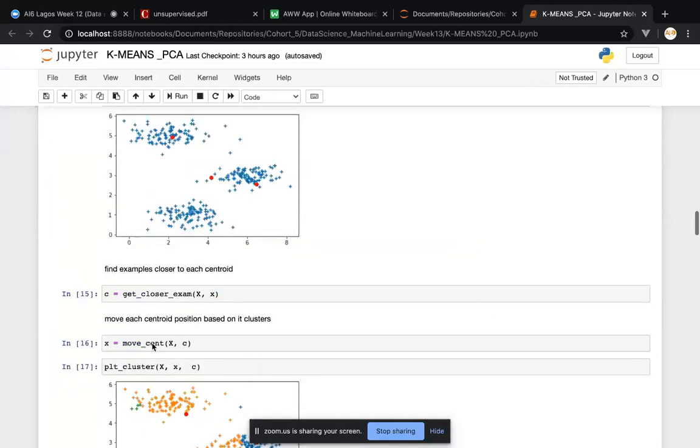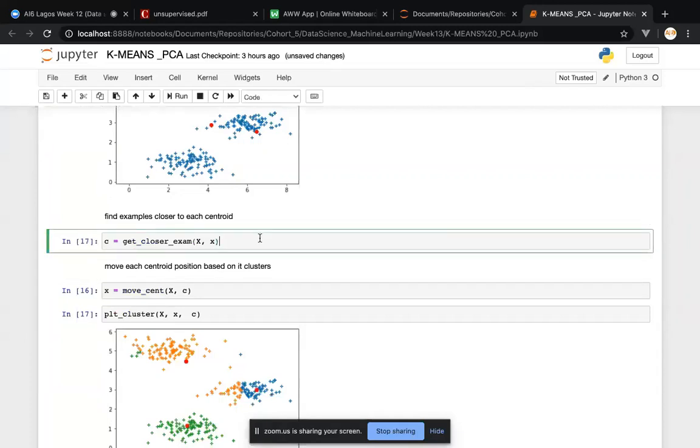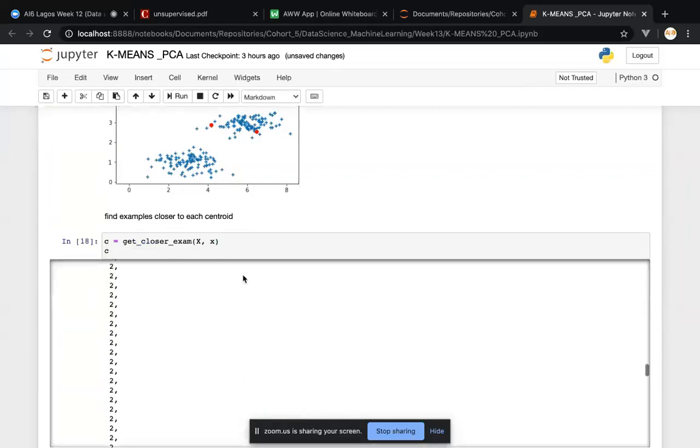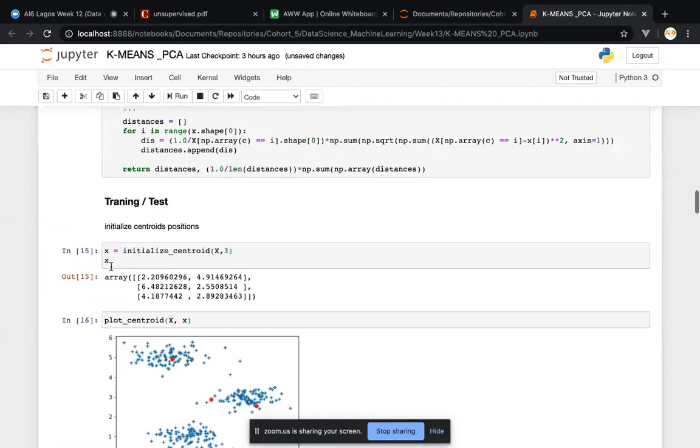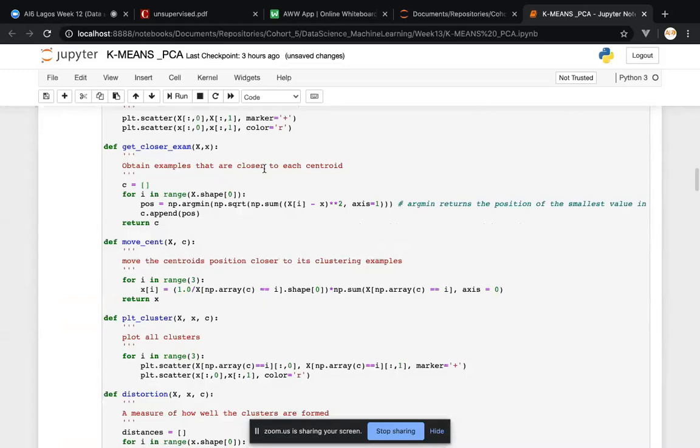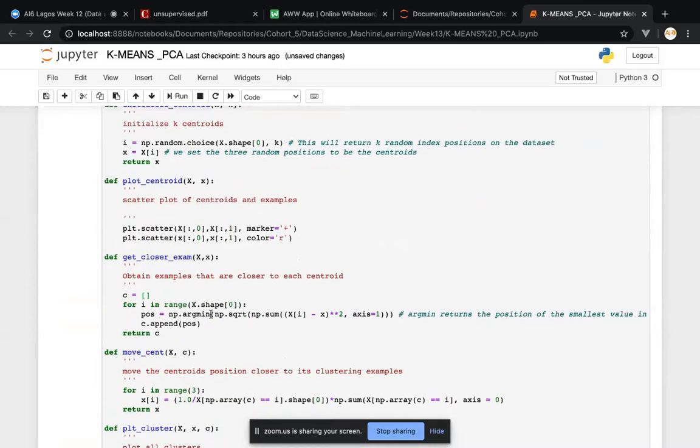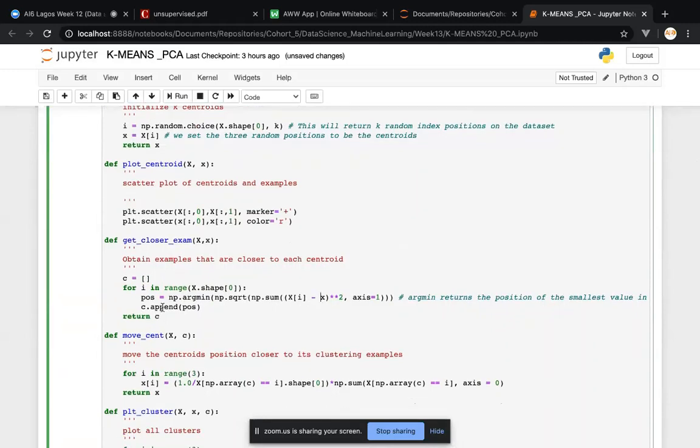So let's see what it looks like here. When we say we want to take a closer examination, let's look at what C is. Before I move on, let me explain something which I just figured out. This numpy argmin returns the position of the minimum distance. Remember, for our clusters, the first cluster is in position 0, the second cluster is in position 1, and the third cluster is in position 2.